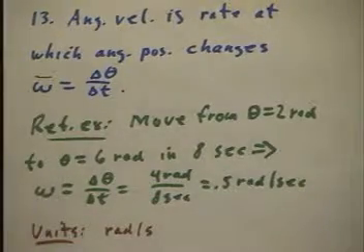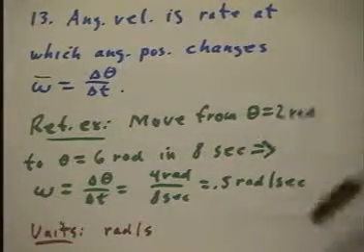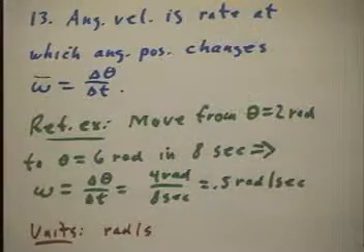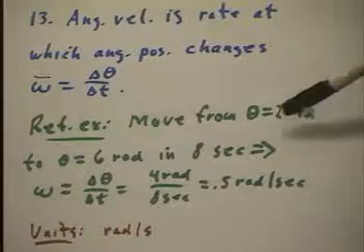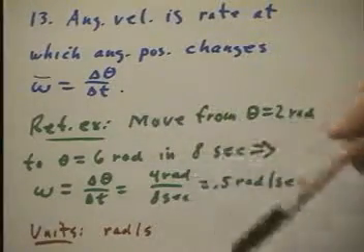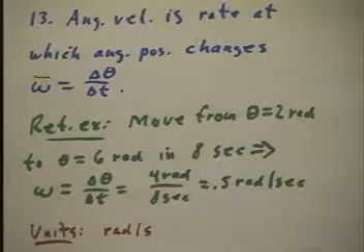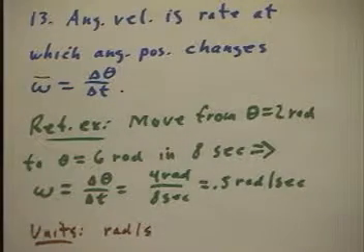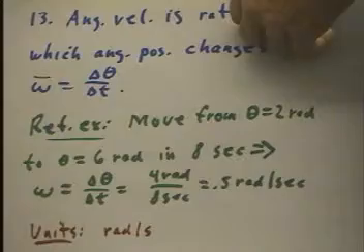As a reference example, if we move from position theta equals 2 radians to theta equals 6 radians in 8 seconds, we have a delta theta from 2 to 6 radians of 4 radians, and we divide that by the 8-second time interval, and we get 0.5 radians per second. And our units, of course, are radians per second.